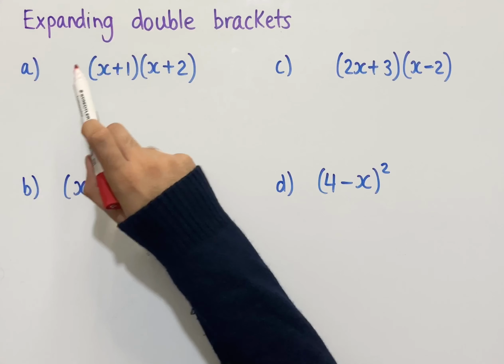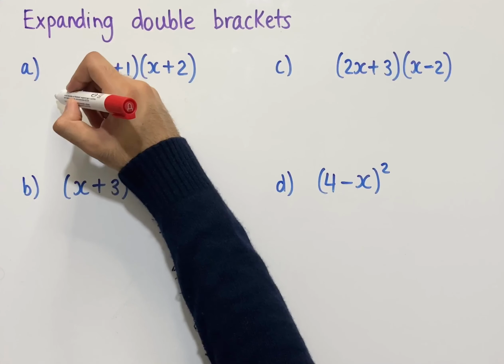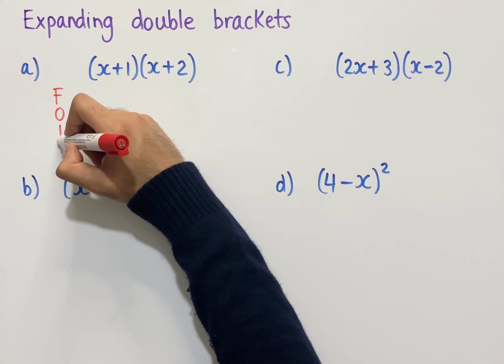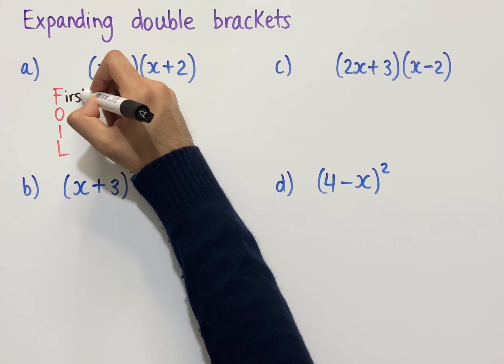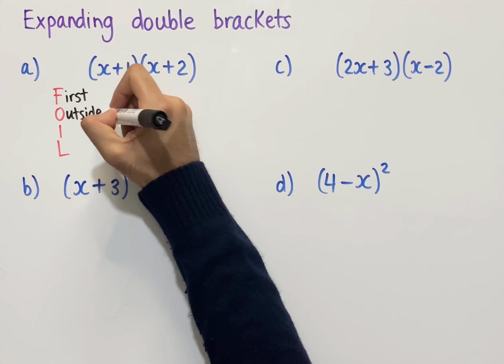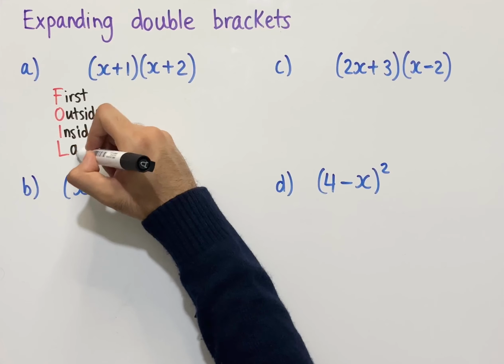Let's look at expanding double brackets. When we expand double brackets, we use a method called the FOIL method. It's an acronym which stands for the following: F is for first, O is for outside, I is for inside, and L is for last.